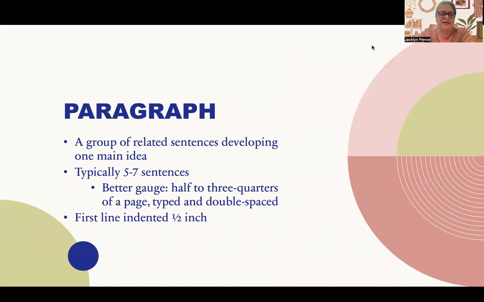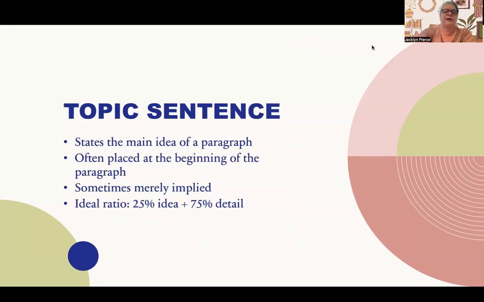Personally, I don't like to count sentences at all in a paragraph. I like to look at it visually on a page. So for me, when you're writing an essay or writing even a paragraph assignment, if your paragraph is at least a half to 3/4 of a page, once you've typed and double spaced it, I think you're in pretty good shape. Another little reminder about paragraphs is that first line is going to be indented a half an inch.